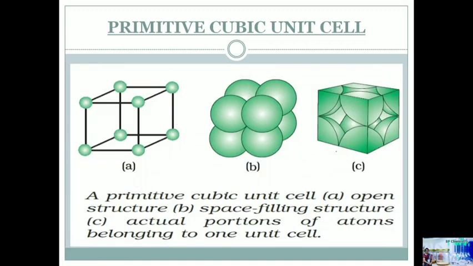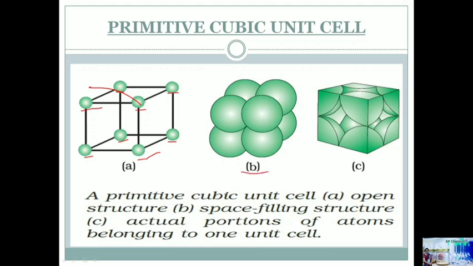So this is the primitive cubic unit cell. You can see here atoms are present only at corners. Just imagine a 3-dimensional structure of a cube. A cube has 8 corners, 4 below and 4 above also. At all the corners atoms are present, and this is the open structure of a cubic unit cell. And here you can see the space filling structure in this way.